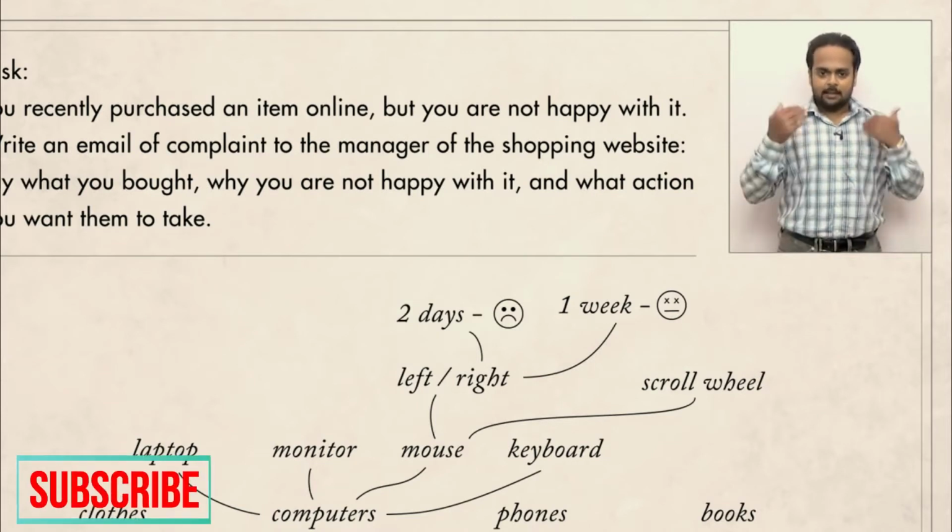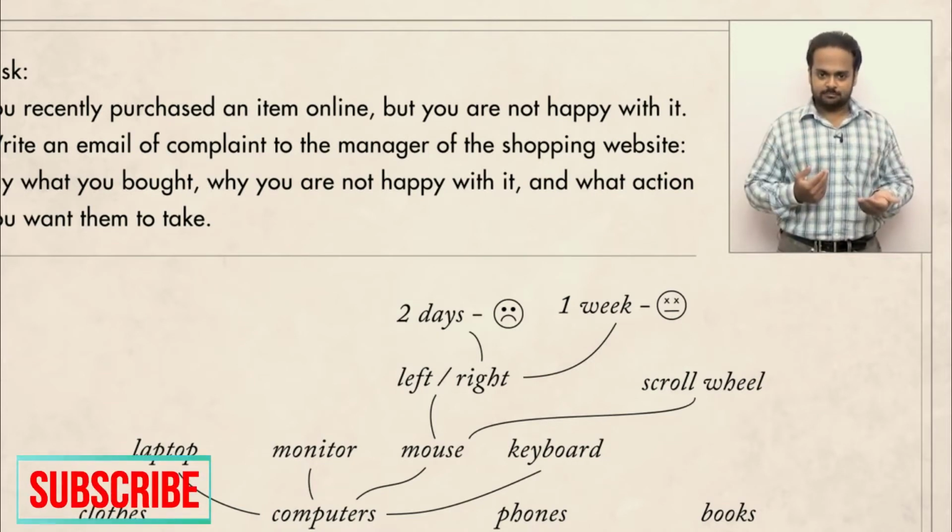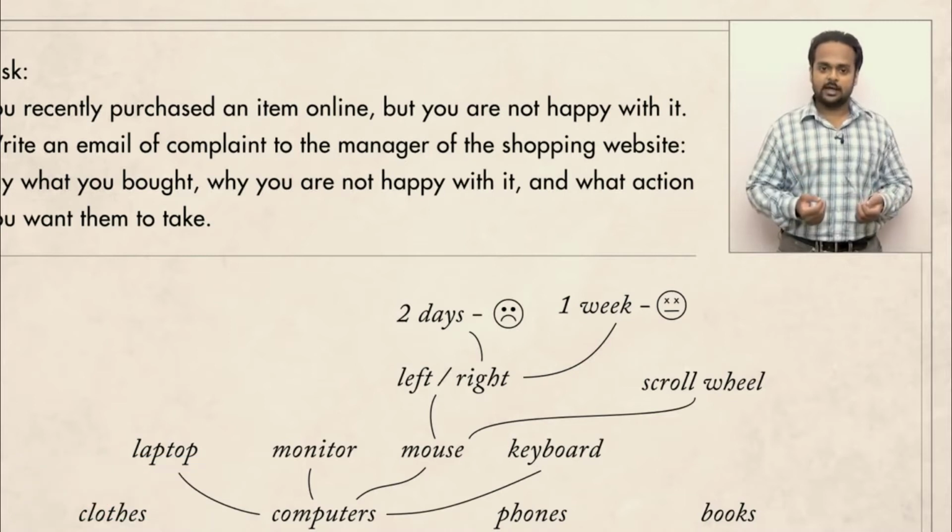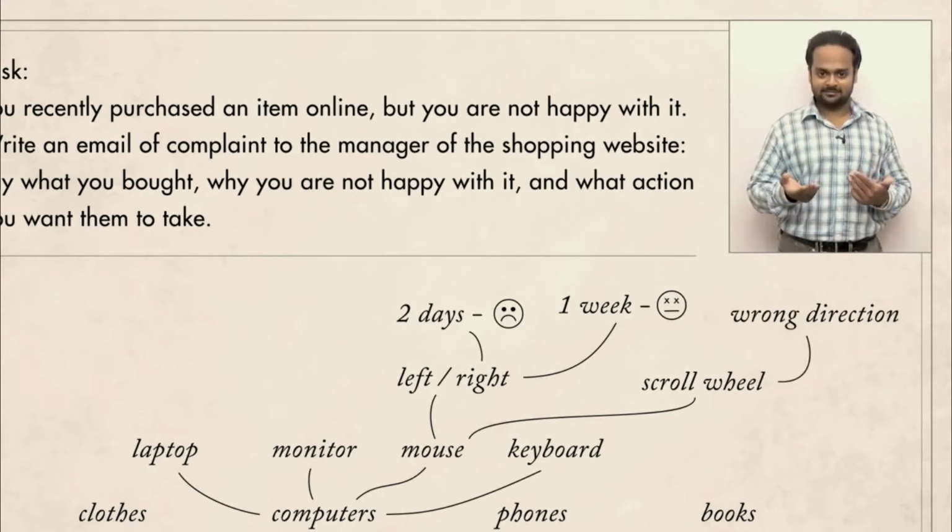Now you can see that I'm just using my imagination. I want to add some more detail, so let's say that the scroll wheel is also having problems. What problems can it have? Well, if I try to scroll in one direction, it actually makes the screen go in the wrong way. So we have our problems now.